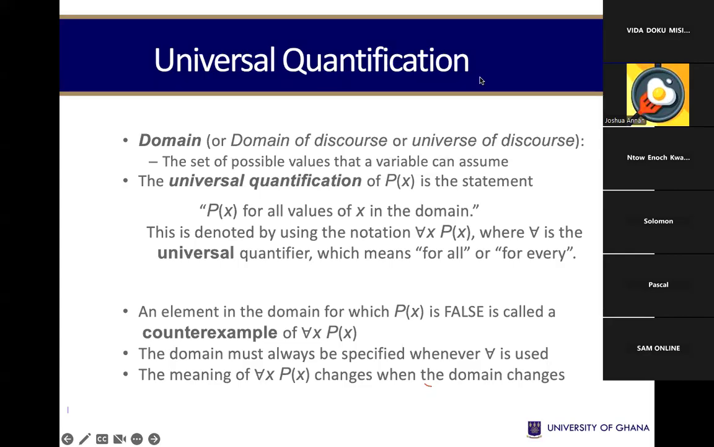Okay, so that's it for the counterexample. So the meaning of for all x, P of x changes when the domain also changes. Initially the domain was the set of integers, and then later the domain becomes the set of positive integers. Then it means that we are not looking at everything from the domain of integers, but rather we are looking at a section or a fraction of it.